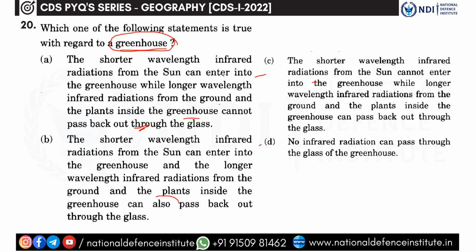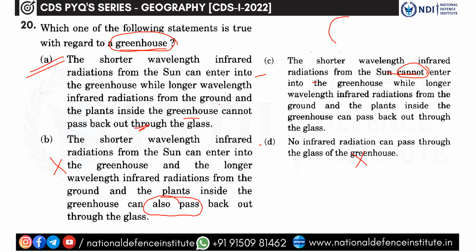No, that is not the one. That is wrong. Shorter wavelength infrared radiation from the sun cannot enter. No, if it is not entering, that would have been difficult. So the answer, no infrared radiation can pass through the glass. No, that is also wrong. So the option is A. So that is why we will be having your earth warming.